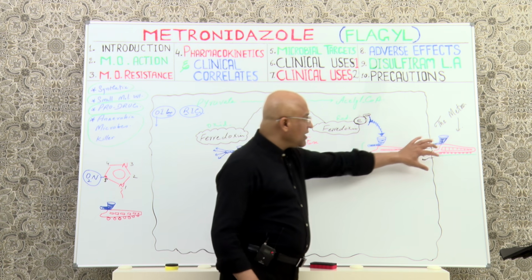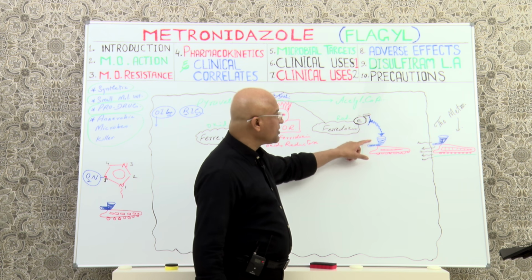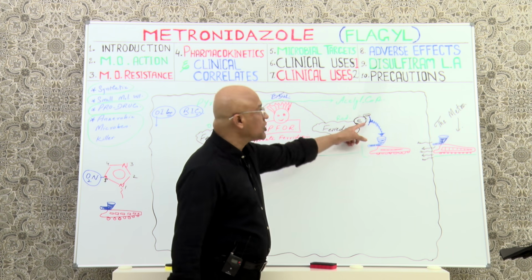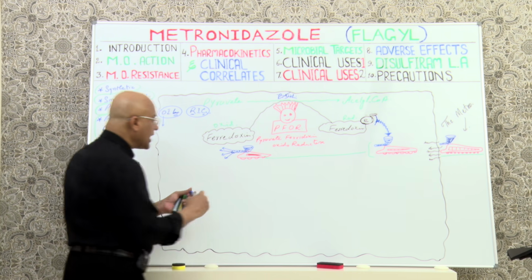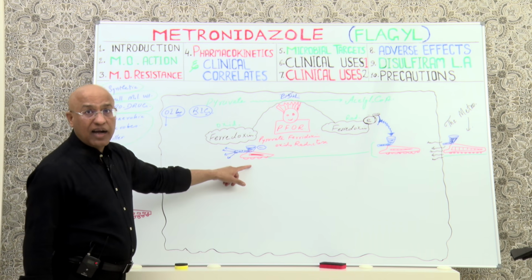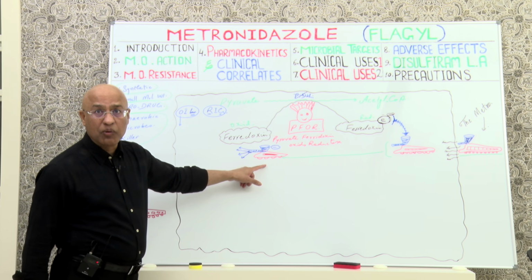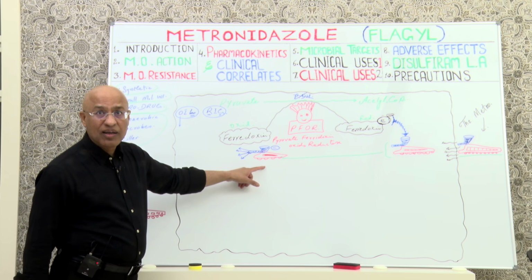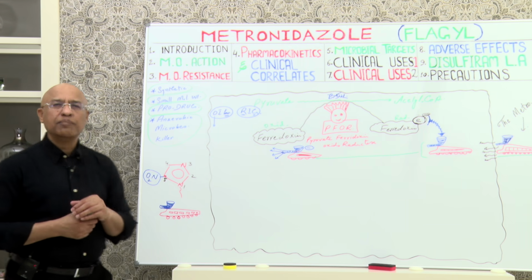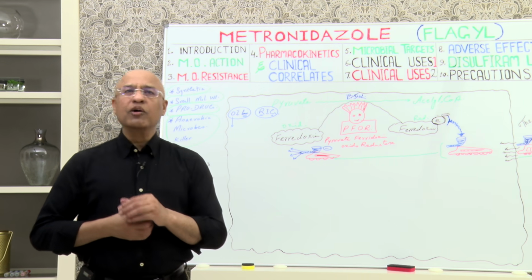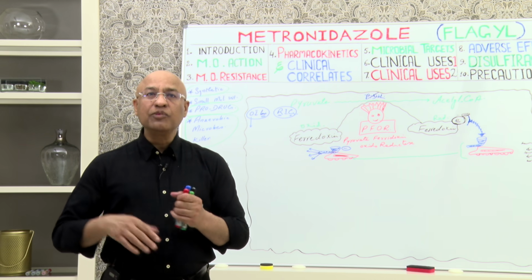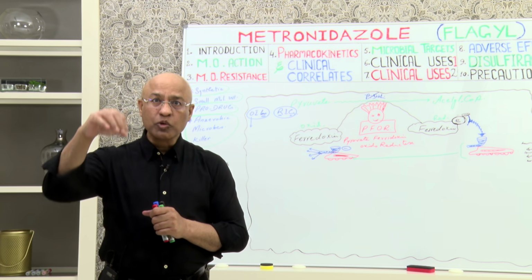But remember, once this molecule enters into the cell, it receives the electron, or it undergoes reductive activation. Then because it is a highly charged molecule, after receiving the electron, it is trapped within the microbe. It cannot leave the microbe now. Why? Because it is heavily charged, it cannot dissolve into the membrane, so it cannot leave out.